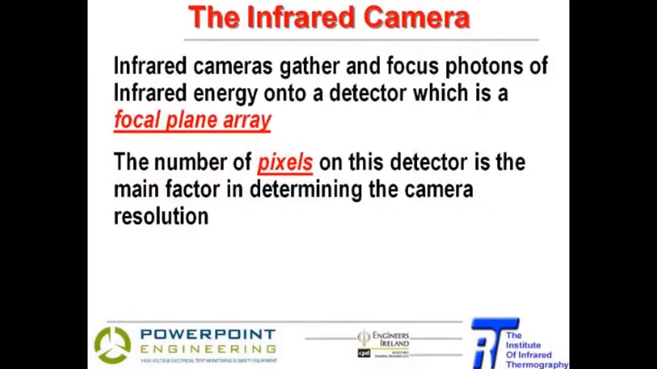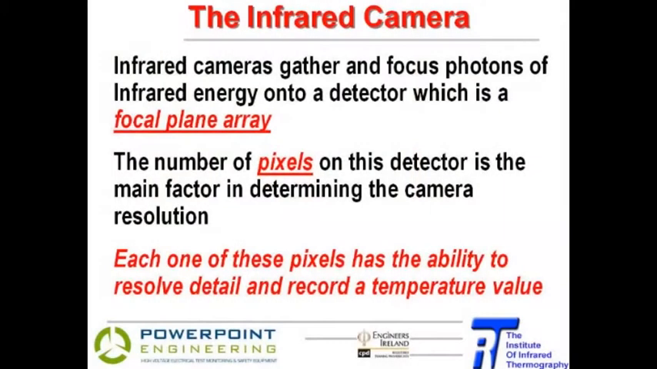And it's a bit like a digital camera. The number of pixels on that digital array is what determines its resolution. The greater the number of pixels, the higher the resolution of the image. And the higher the resolution of the image, the more information you can gain from that image, and the more accuracy you can have if you're recording temperature. Each one of those pixels actually has the capability of resolving detail and recording a temperature value. Now it appears when we do it in the camera that because we can see an image that somehow it's recording an image, but what it's doing is recording differences in energy levels. It's just a series of numbers, and then it's converting that into an image on the screen for us.